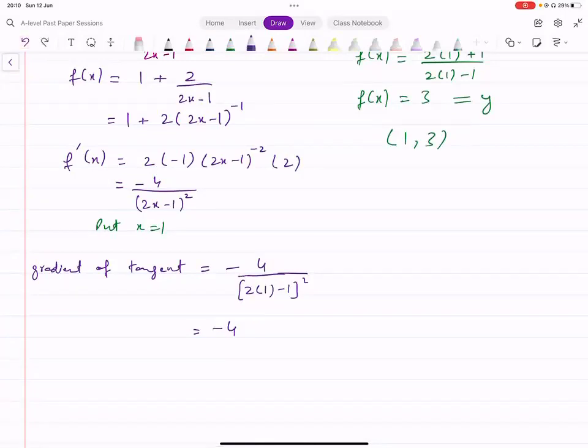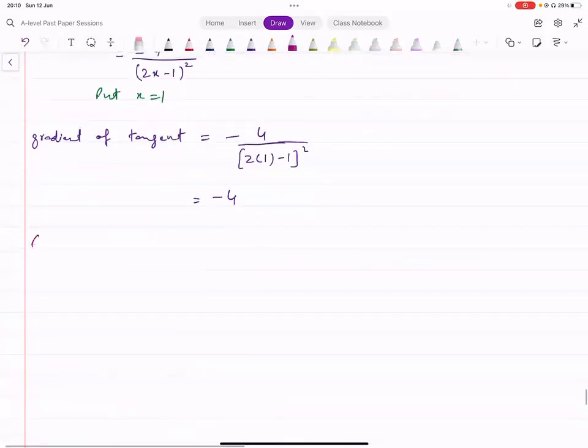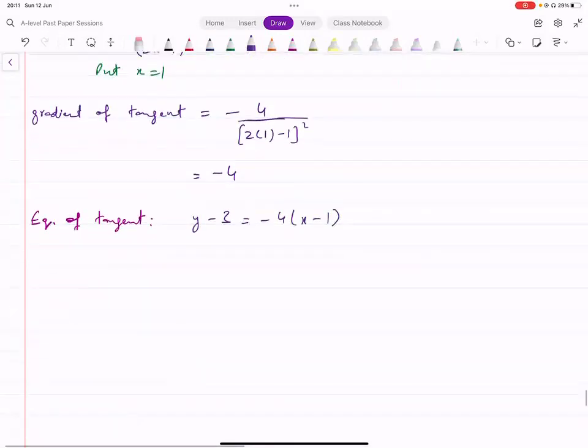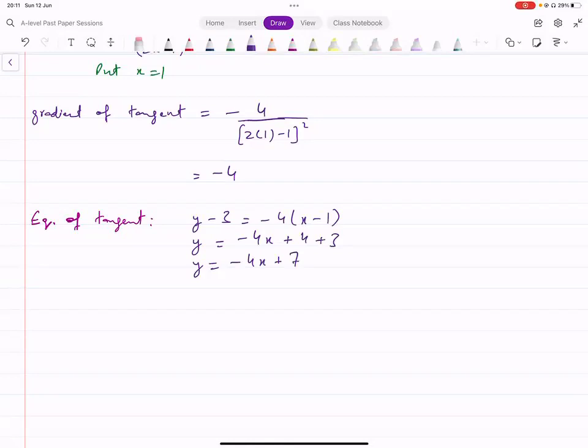We can write down the equation of the tangent. The equation of the tangent is y minus y1, that's y minus 3 equals m, which is minus 4, into x minus x1, which is x minus 1. So that's the equation. We can simplify this, and that's going to give us minus 4x plus 4 plus 3, and y equals minus 4x plus 7. This is the equation of the tangent.